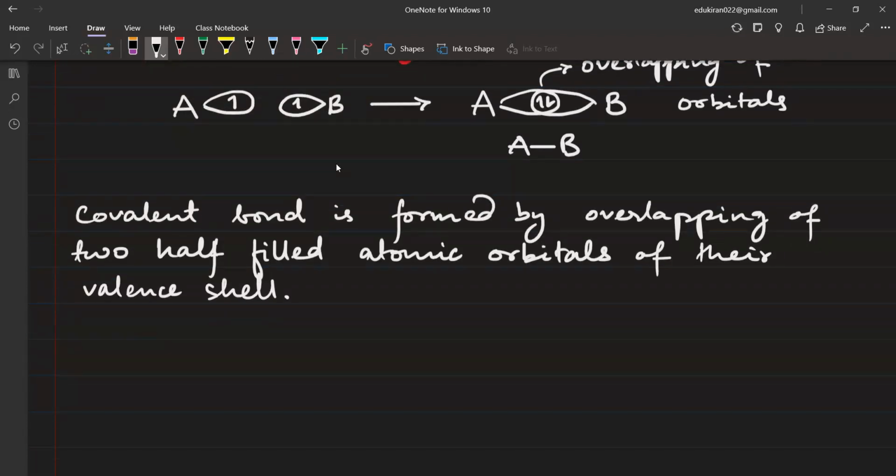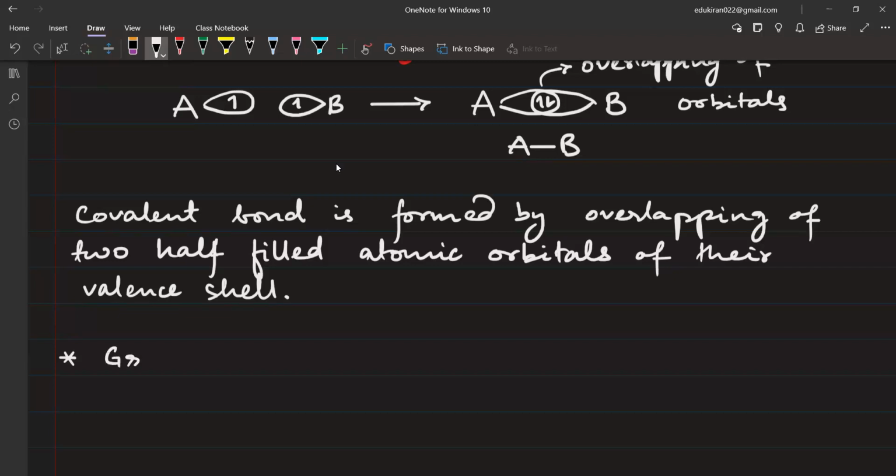Okay. Now, next point. This is just the initial part of valence bond theory. It says a covalent bond is formed by the overlapping of two half-filled atomic orbitals of their valence shell. Half-filled means the orbitals should have only one electron each, and when they overlap, they form a covalent bond. Obviously, if there is a good overlap between the orbitals, then a strong bond is formed.